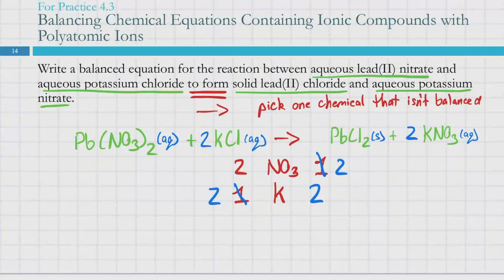Chlorine. So we're going to balance Cl next. So Cl, we've got 2 on the left side. How many do we have on the right side? 2. Also 2, so that one's already balanced. A lot of the time this means that we're done. But we should still check our last chemical, which is lead, Pb.